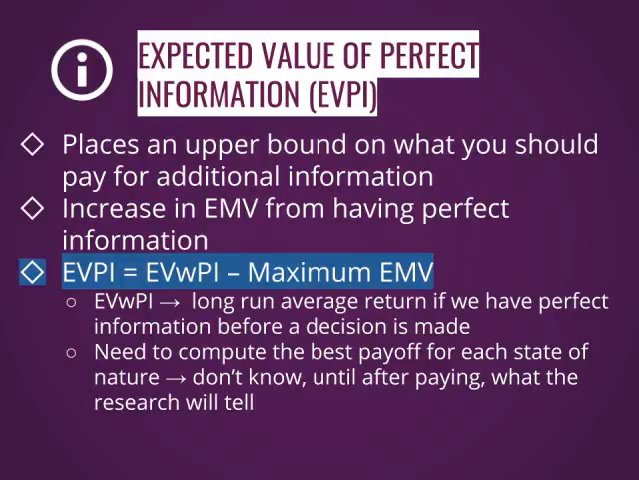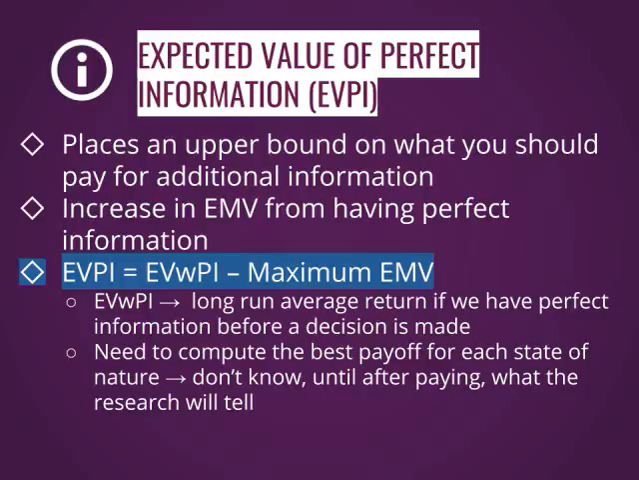To get the EVPI, we first get the EVWPI or the expected value with perfect information less the maximum EMV. The EVPI is the long-run average if we have perfect information before a decision is made. There is a need to compute the best payoff for each state of nature because we don't know until after paying what the research would tell.